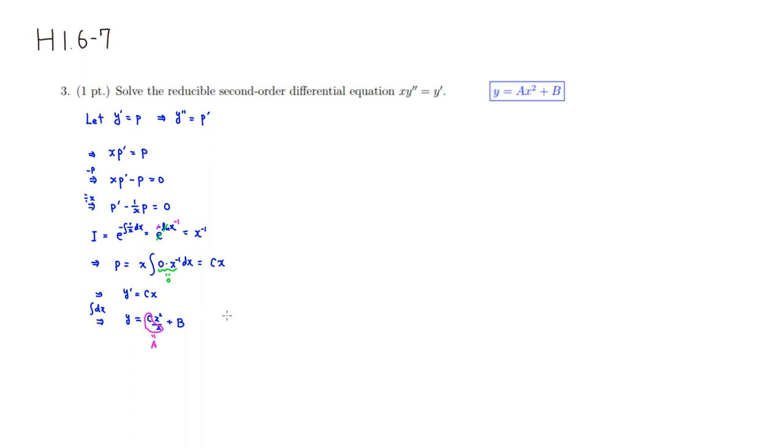So therefore, we have y equals ax squared plus b, right? So that's what we have here. All right, that's it. I hope that this was clear.